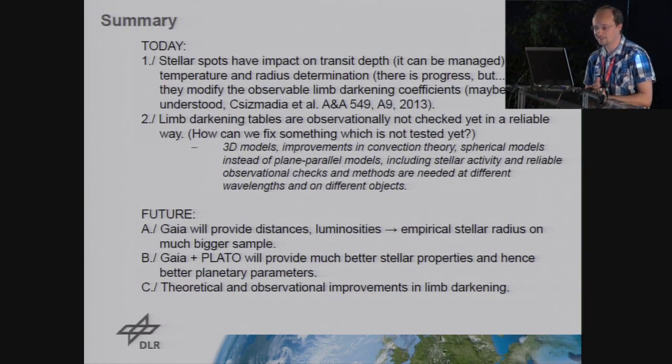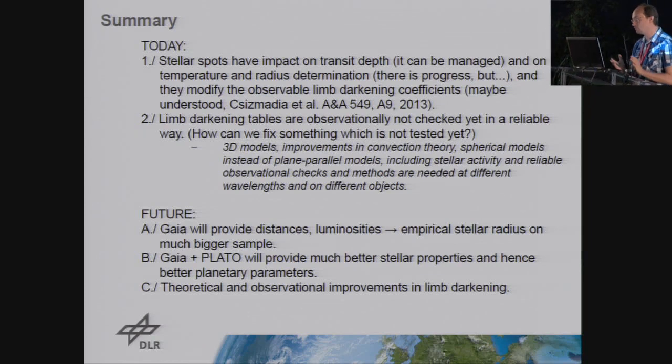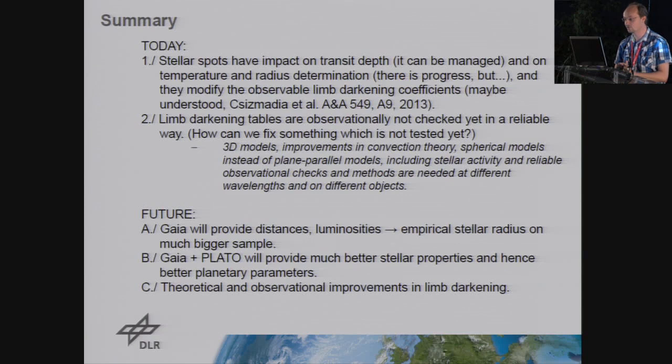So my summary: stellar spots have an impact on transit depth, which can maybe be managed, and on the temperature and radius determination of the star, where there is some progress, but it is not finished yet. They modify the observable limb darkening coefficients. Maybe this is understood, which was published last year. And we need 3D models, improvements in convection theory, spherical models instead of plane parallel models, including stellar activity, and good observational tests of these theoretical calculations. And maybe in the future we will have much better photometry and much better stellar parameters.